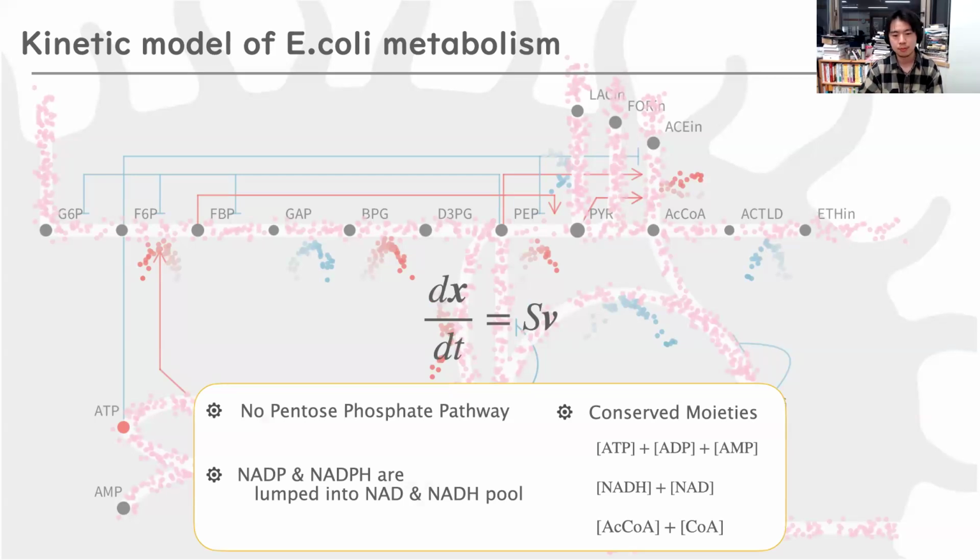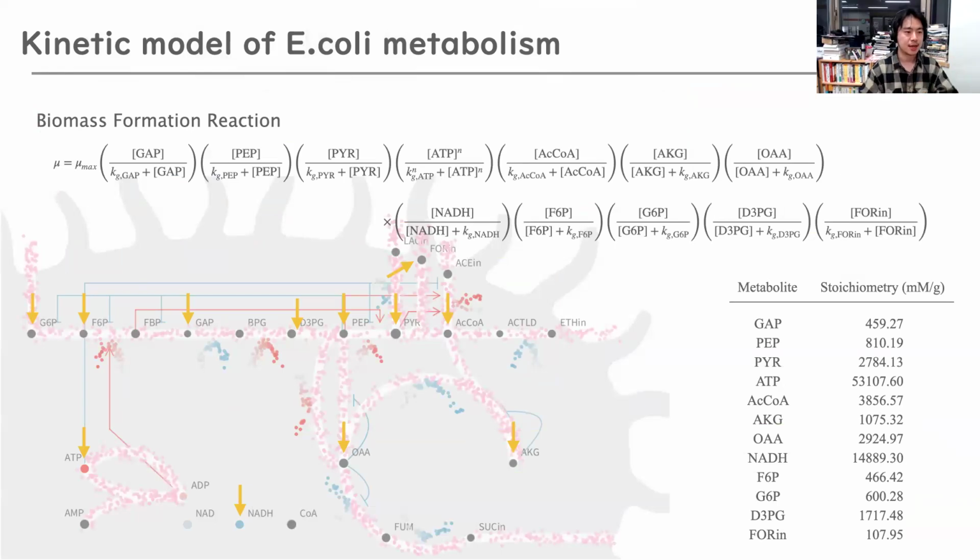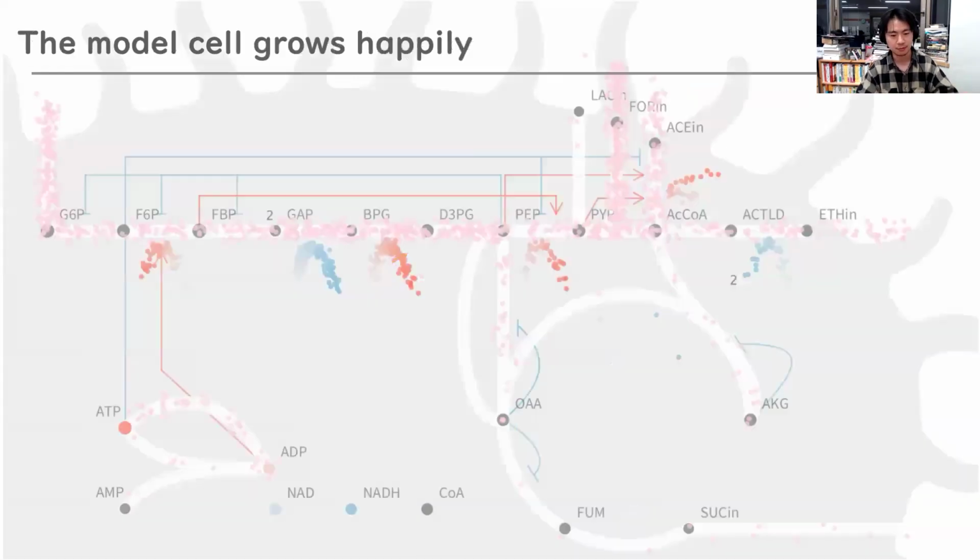And the model is implemented using an ordinary differential equation, where X is the concentration of metabolites, S is the stoichiometric matrix, and V is the reaction rate function. This is a function of the concentration X. An example is something like this. This is very complicated, but you don't have to remember it. The only thing that I want to emphasize is that in this type of model, the concentrations of enzymes are considered to be constant, so this is a parameter. And also, this model cell has a biomass formation reaction with which the cell is considered to perform volume growth.